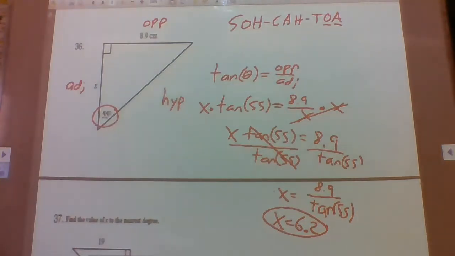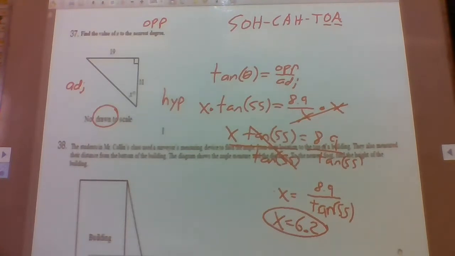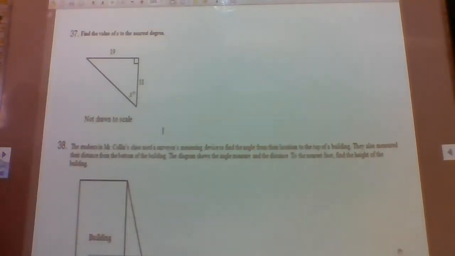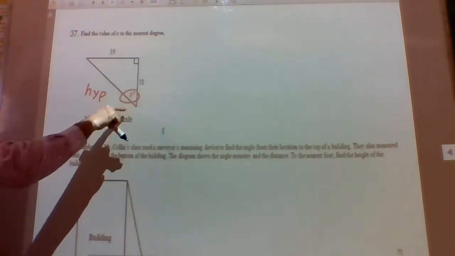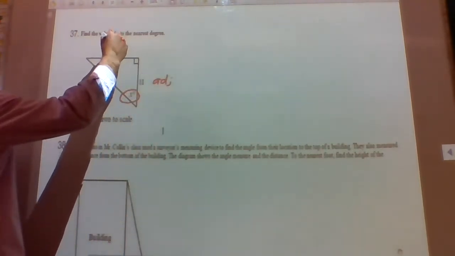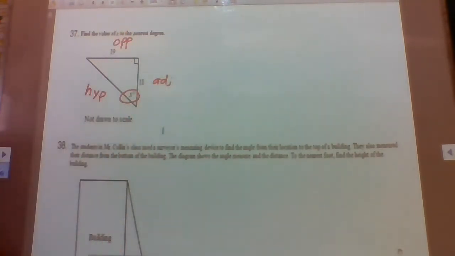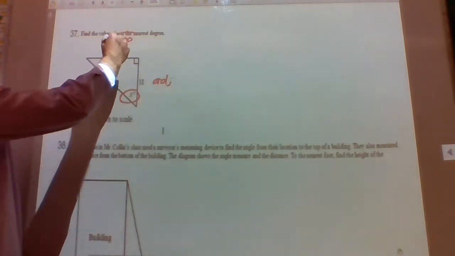37. Find the value of x to the nearest degree. So this one, again, it's going to be tangent. We're solving for an angle, so we're going to use inverse trig. Same process, though. Label the hypotenuse first. Circle the angle. 11 is next to, so that's adjacent. Across from is 19, so that's opposite. So we have opposite and adjacent, which is going to be tangent.